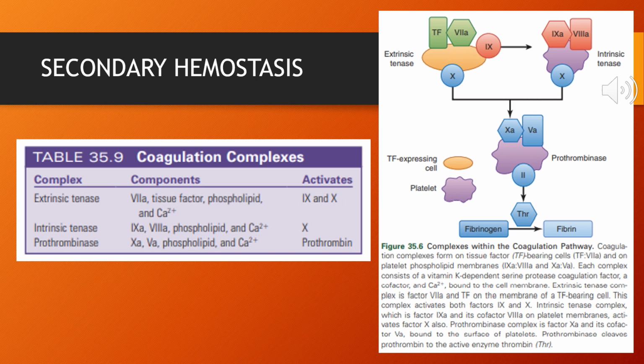Prothrombinase is composed of factor 10A and its cofactor 5A. This converts prothrombin to thrombin in a process that releases thrombin and a fragment called prothrombin fragment 1.2. Prothrombin fragment 1.2 in plasma is a marker for thrombin generation.